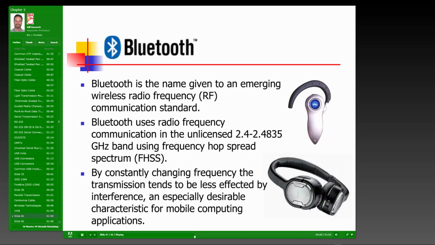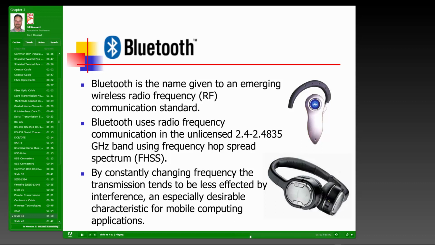One of the drawbacks of it is that it operates in the same spectrum, the 2.4 to 2.4835 gigahertz frequency spectrum, as does your Wi-Fi. So if you have the Wi-Fi on a laptop and you're also using Bluetooth for your keyboard and your mouse, they can actually cause interference with each other, which is kind of problematic.